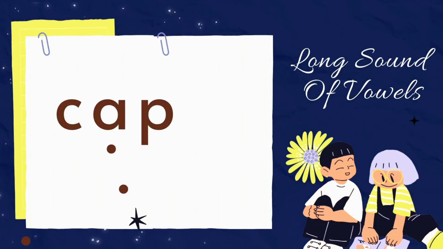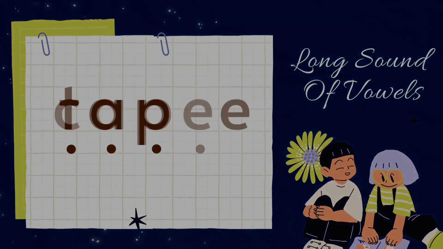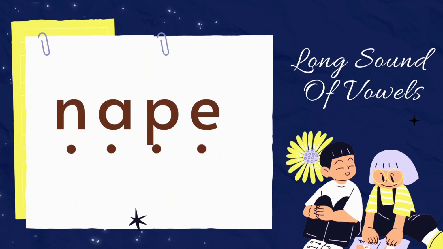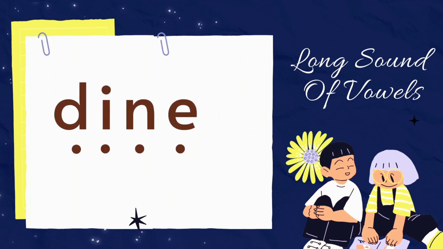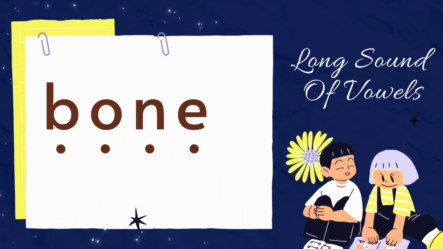We have a word cap. A is giving its short sound. Let's add an E at the end. Now the word has become cape. The first vowel is saying its long sound and the second vowel, that is E, stays silent. Similarly, tap becomes tape. Nap becomes nape. Pin becomes pine. Din becomes dine. Fin becomes fine. And bon becomes bone.